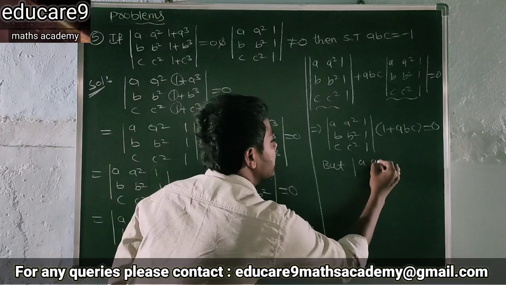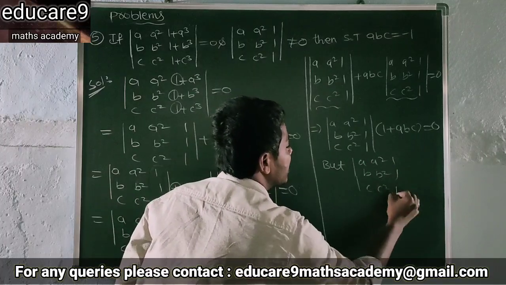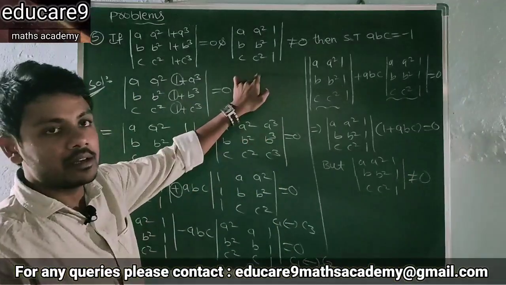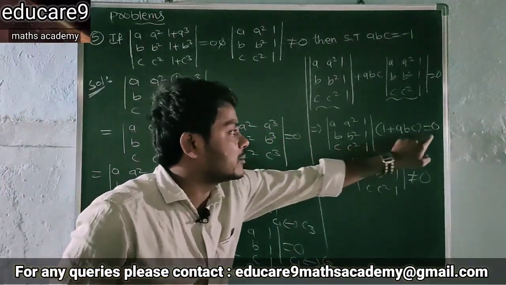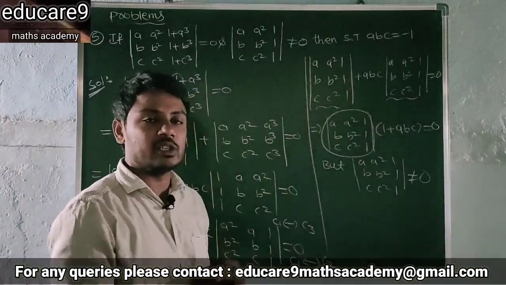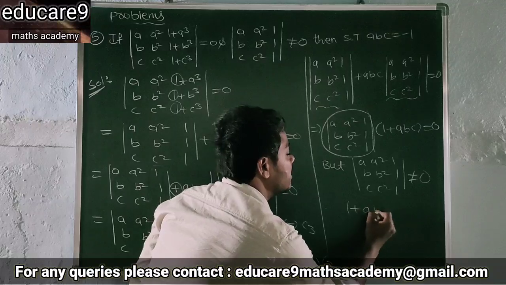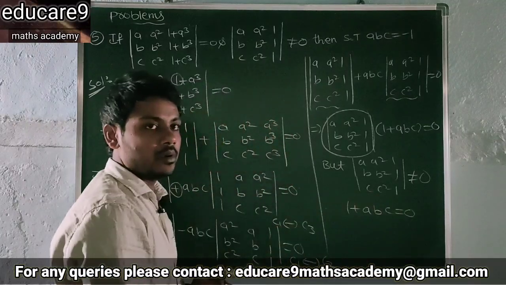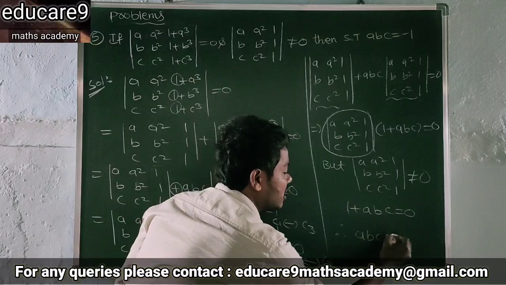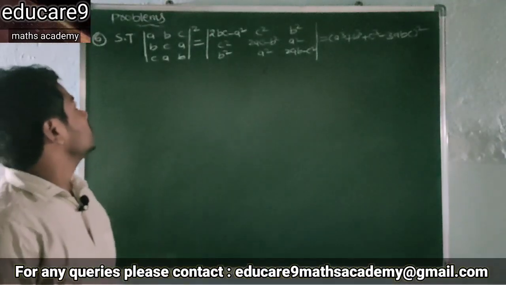Here 1 plus A cube, B cube, C cube is not equal to 0. So that is given. But here the product of the terms is 0 and this term should not be equal to 0. Then clearly 1 plus ABC is equal to 0. So therefore ABC value is what? Minus 1.